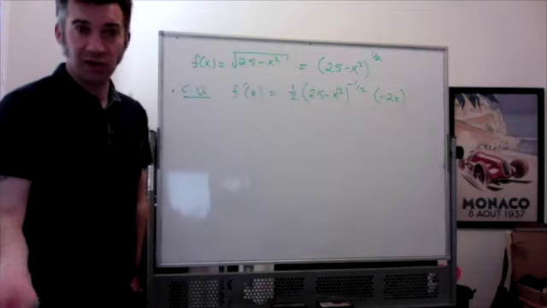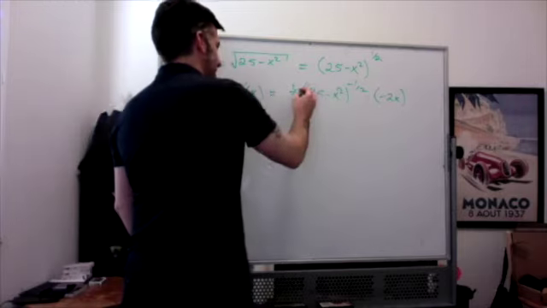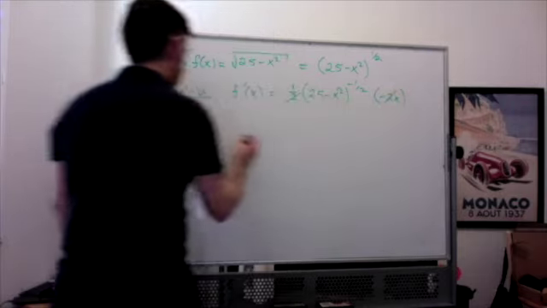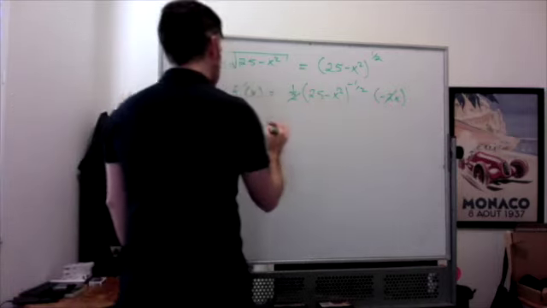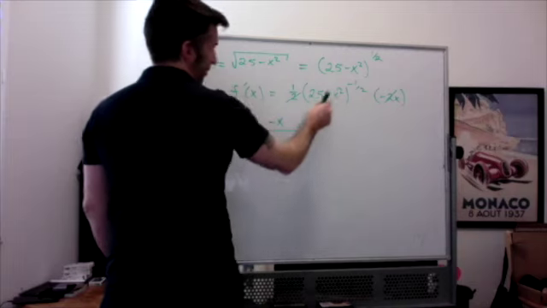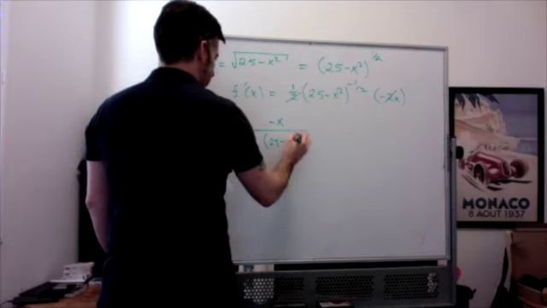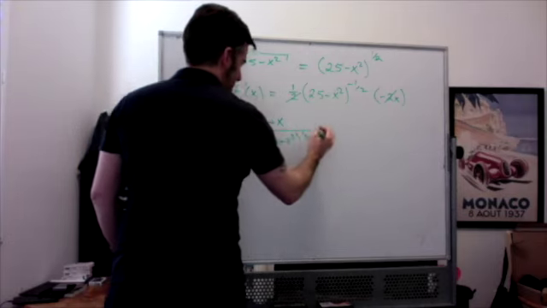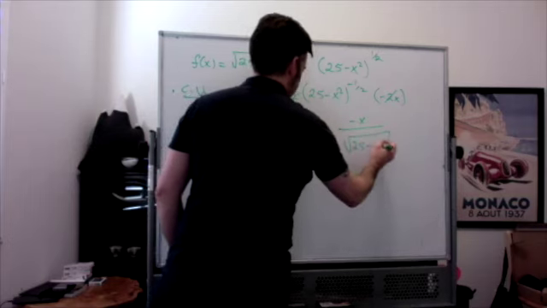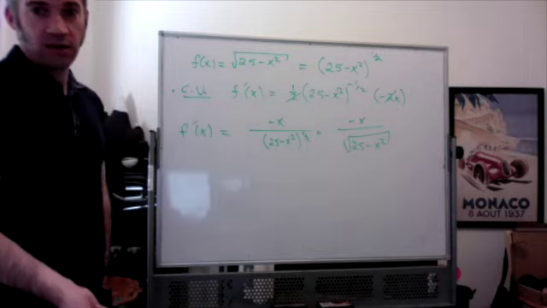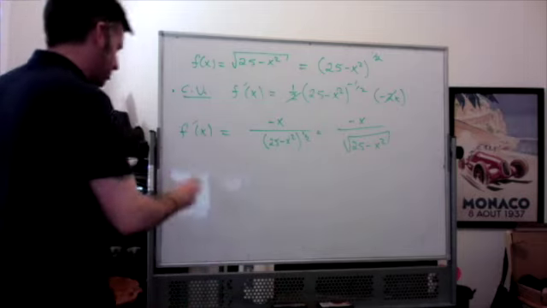I think it's always a good idea to write negative powers in the denominator as positive powers. I can also cancel a 2 here and a 2 here. So I'm going to rewrite my derivative as -x in the numerator, and 25 minus x squared to the positive 1/2 in the denominator. Or if you prefer, -x over the square root of 25 minus x squared. Okay. So the question is, where is this derivative 0 or undefined? Well, what makes it 0?